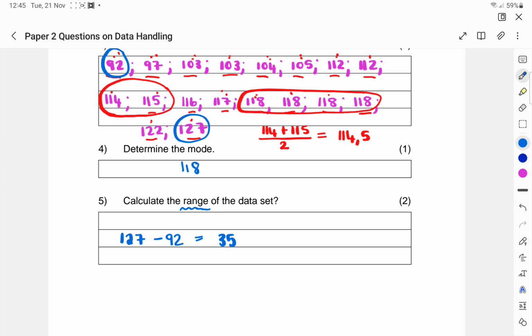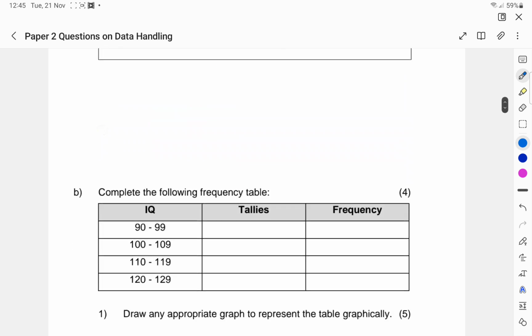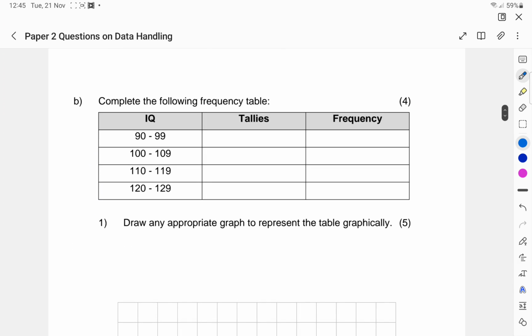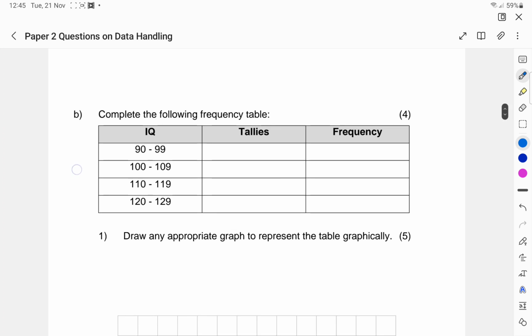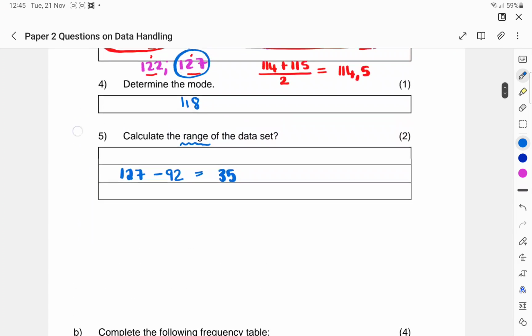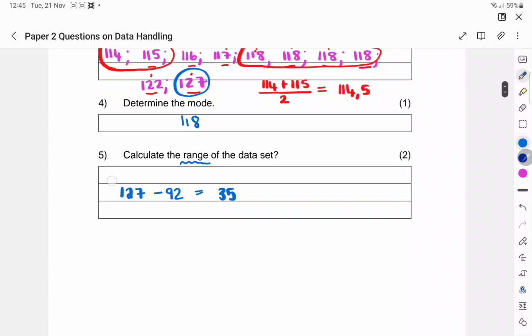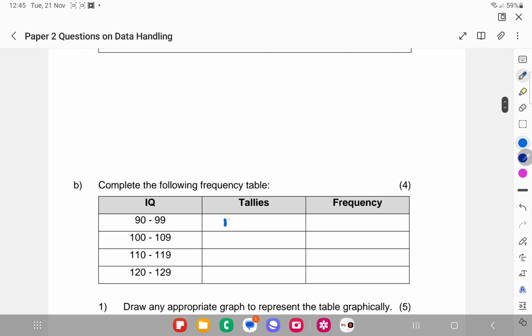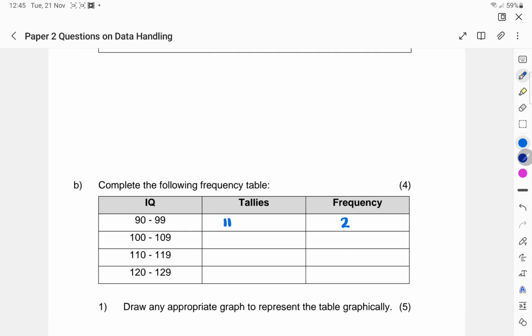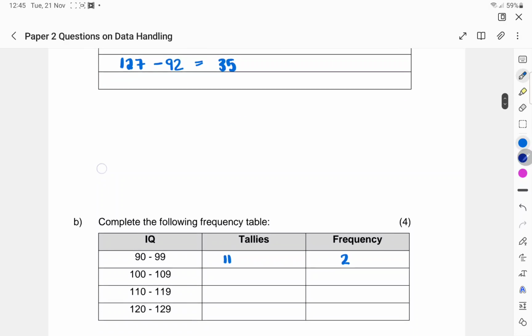So easy to do. Okay, now they say to you, complete the following frequency table. The tally is just how many were in the 90s. So we can look here. There's 1, 2, which is 92 and 97. And I just always say there were 2, and then I make 2 stripes.